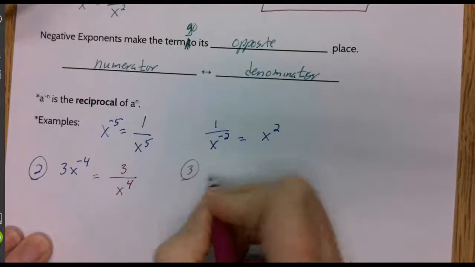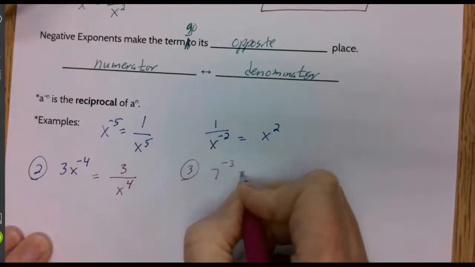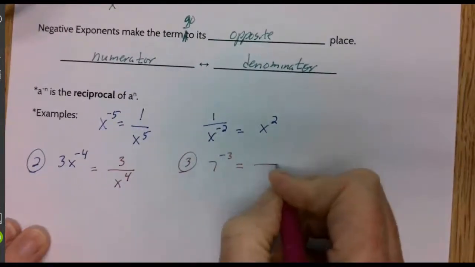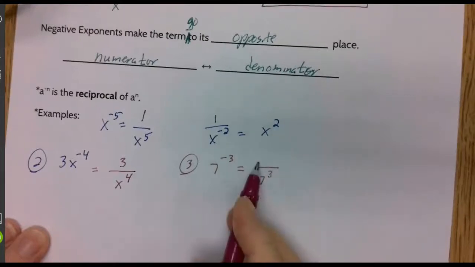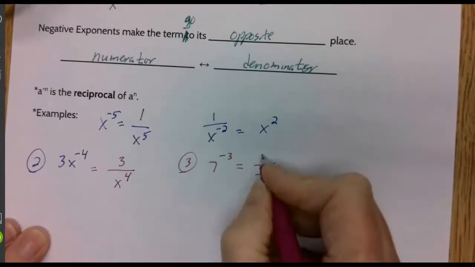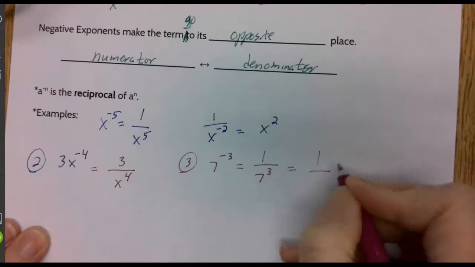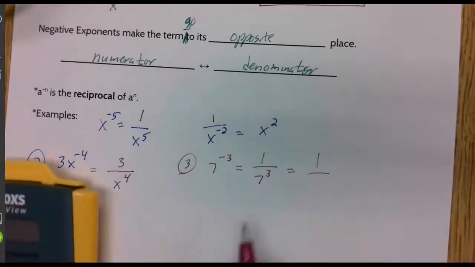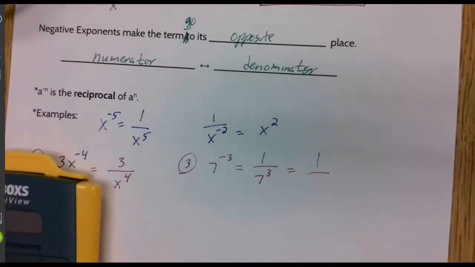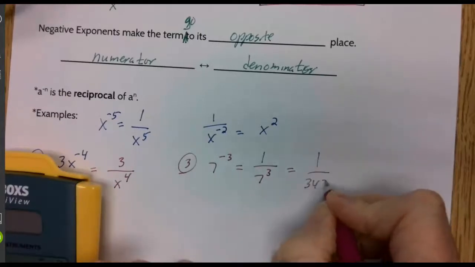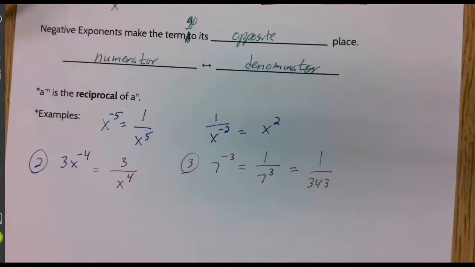Number 3, let's look at those. If I have 7 to the negative 3, I have a negative exponent. It goes to the bottom. And so you're going, what goes to the top? If there's nothing there, you're going to put a 1. And then you pull out your calculator. If you ever have a number to an exponent, we're just going to pull out our calculator and find out what that's equal to. And that's 343. So that's 1 over 343.